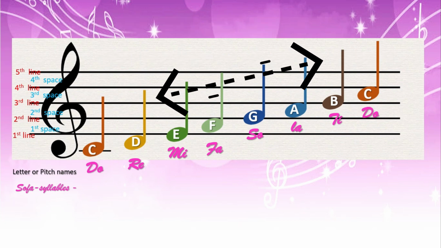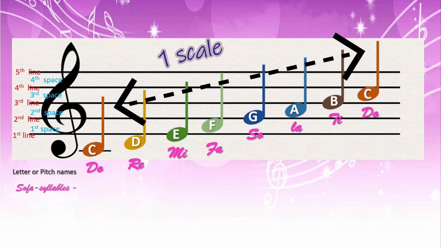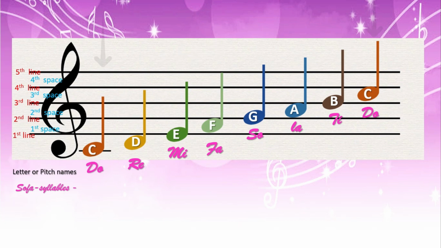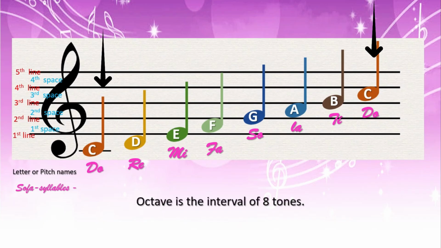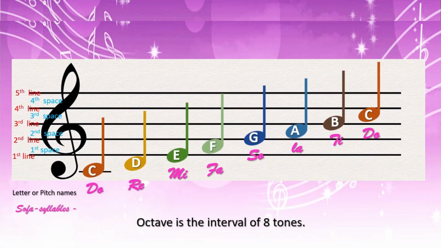From C Do to another C Do is one scale. Lower Do to higher Do is what we call octave. Octave is the interval of 8 tones. The note is the same, but it is in the higher or lower section. Same goes with the other notes of 8 tones interval. Let's listen to how the scale is sounded.